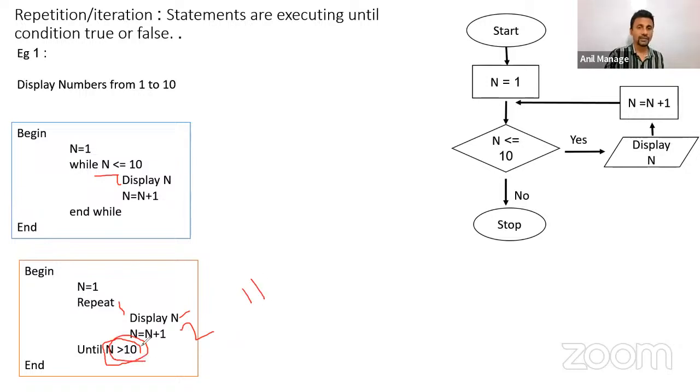It exits from there. There is quite a difference. So the while loop works while the condition is true. Repeat until works until the condition is true, then it will exit from the loop.